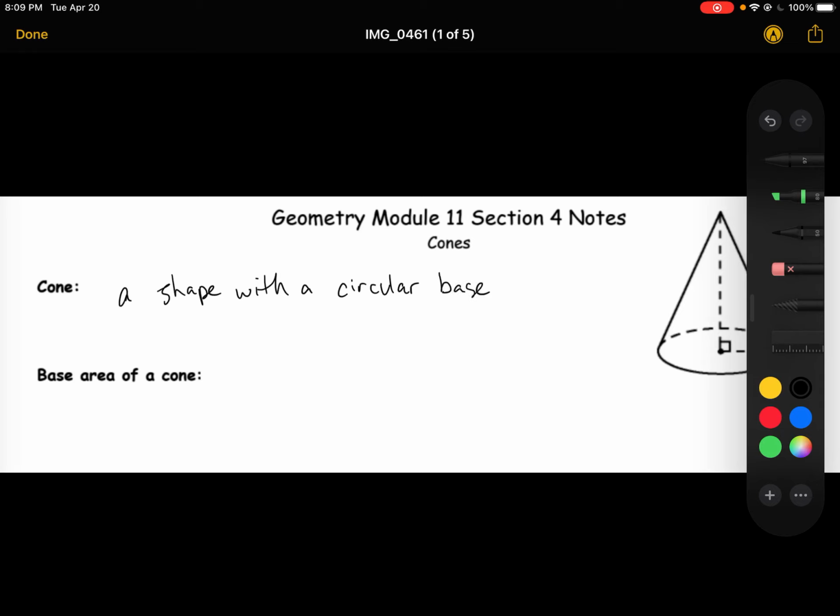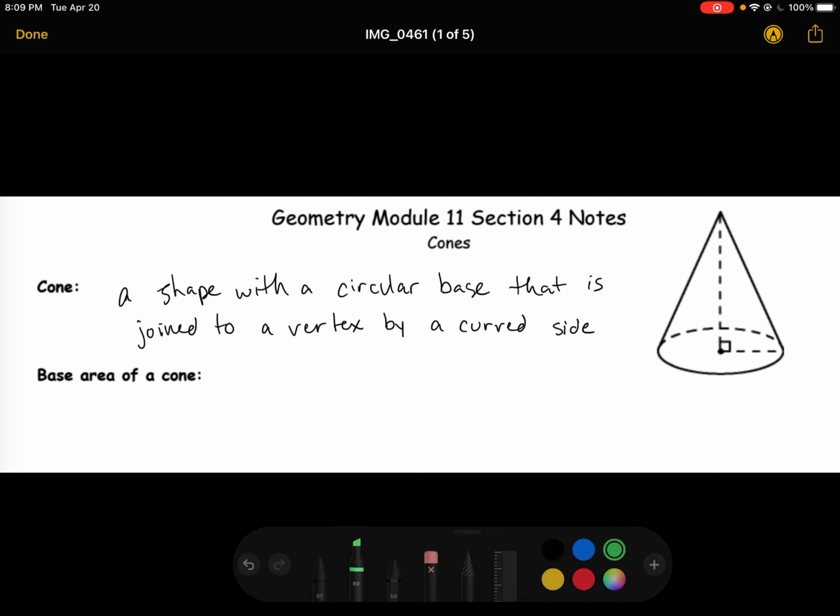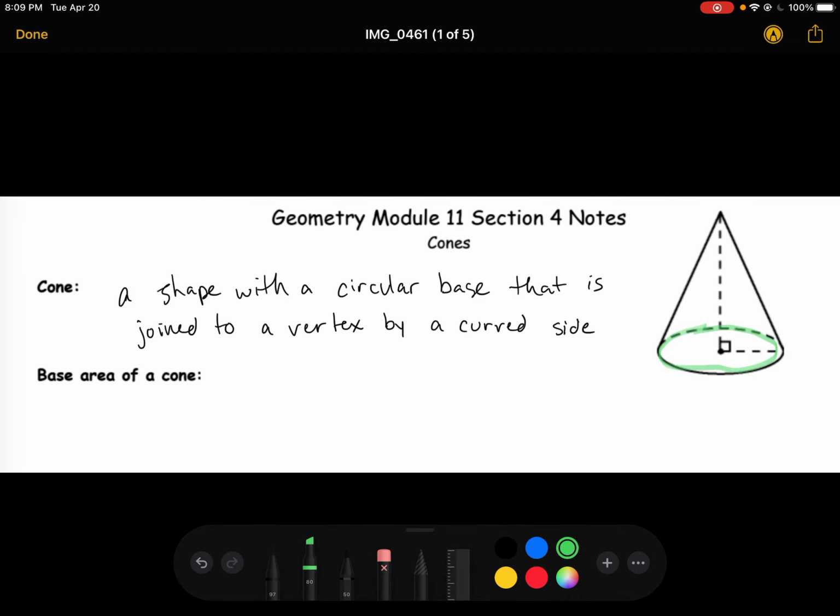So a cone is a shape with a circular base that is joined to a vertex by a curved side. This is just a fancy way of saying the bottom of our cone is a circle and it comes together to a point. So how do we find the base area of a cone?